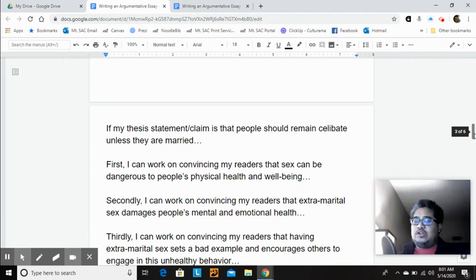Yes, I want the readers by the end of that paragraph to agree with me that yes, sex can be dangerous to a person's physical health and well-being. That's all I'm trying to do in that paragraph. Can I get them to agree to that idea? That is my job in the span of that paragraph.